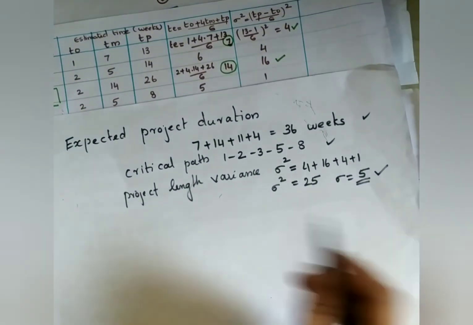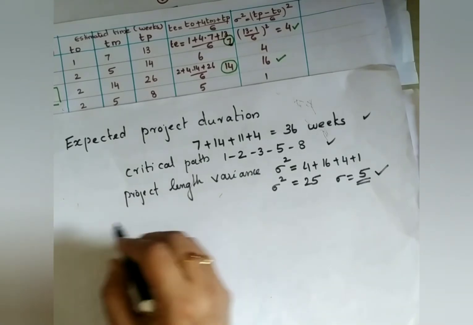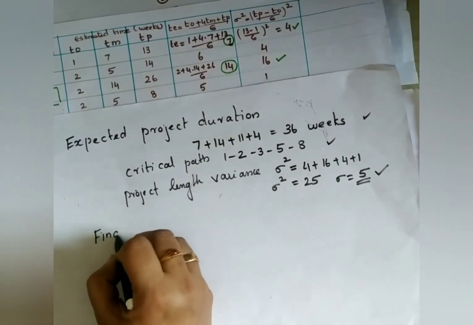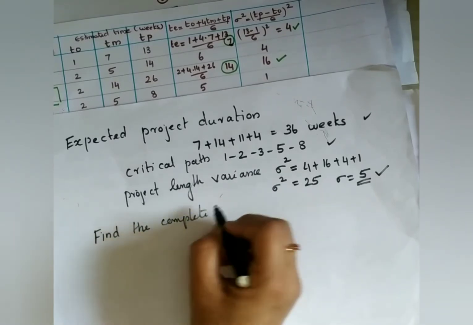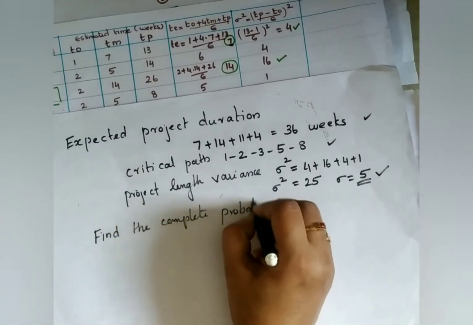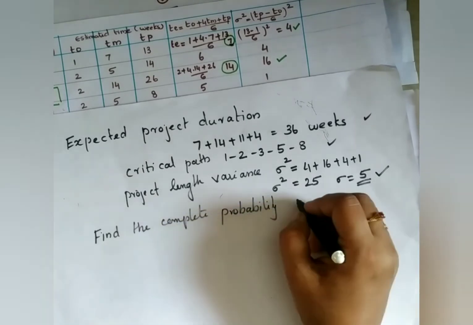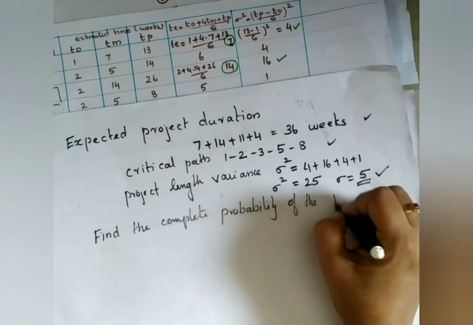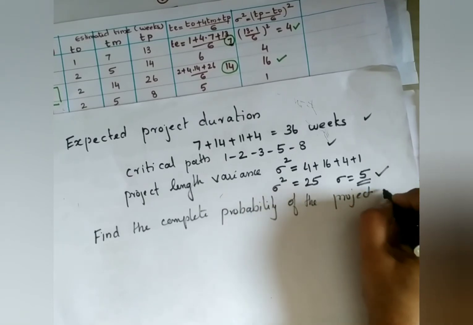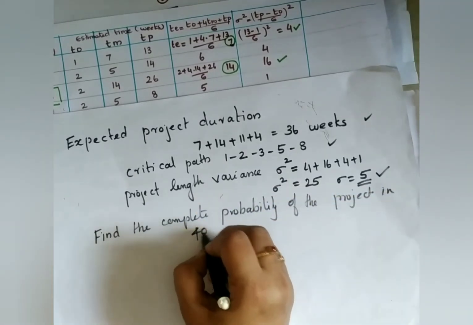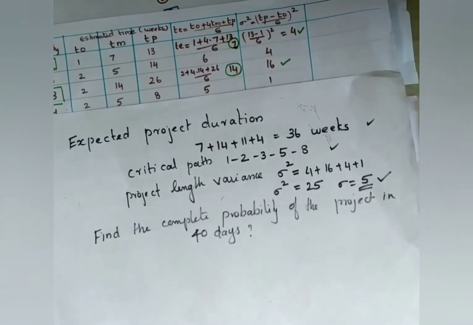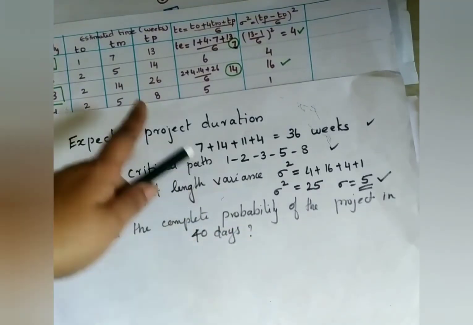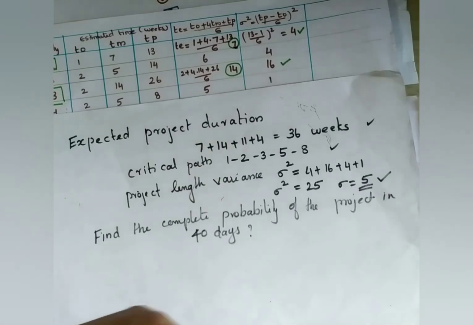Now only the final thing, that is what is given in the question. Find the probability of completing the project in 40 days. Okay, this is the question actually given, they told us to find this only, but for finding this we got all these values, right? So now we'll go for this.